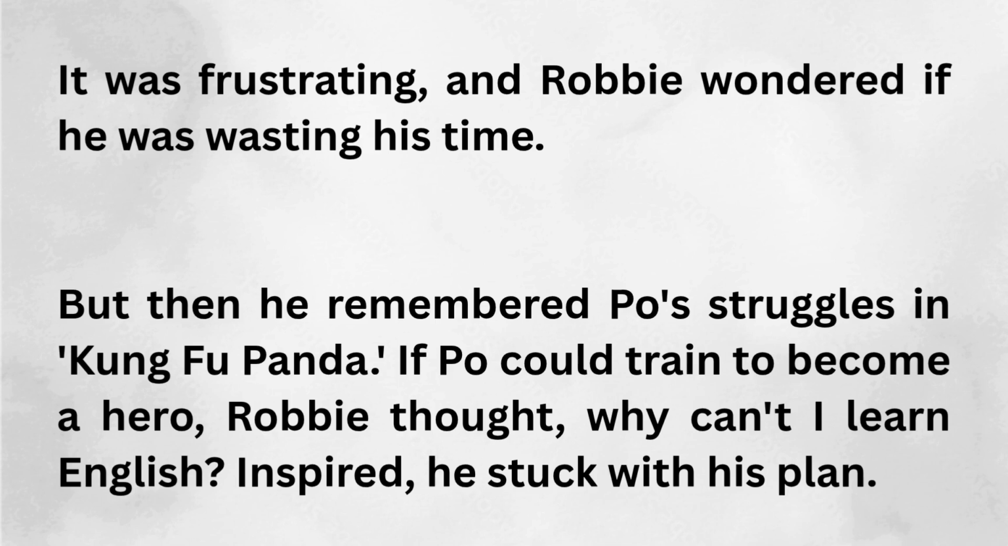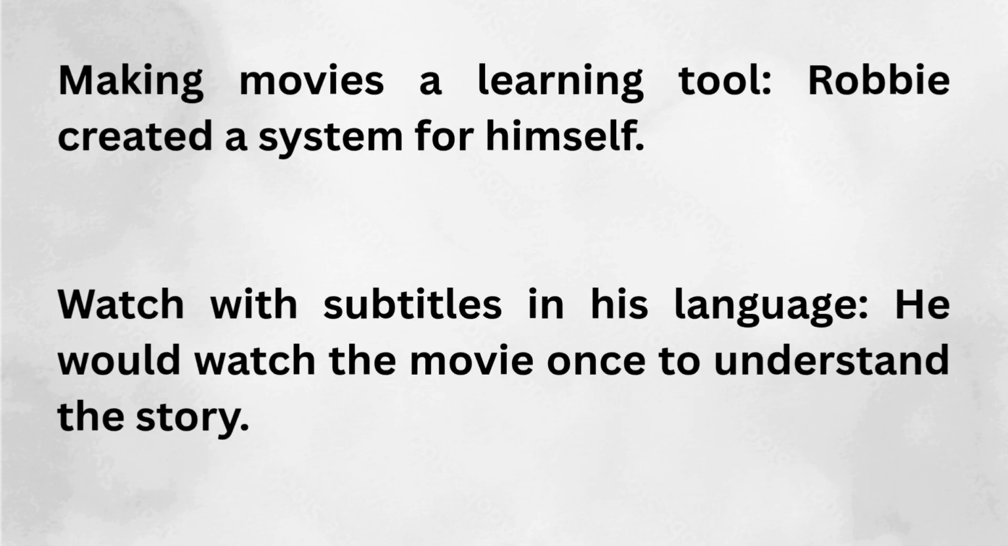If Poe could train to become a hero, Robbie thought, why can't I learn English? Inspired, he stuck with his plan. Making movies a learning tool, Robbie created a system for himself. Watch with subtitles in his language. He would watch the movie once to understand the story.